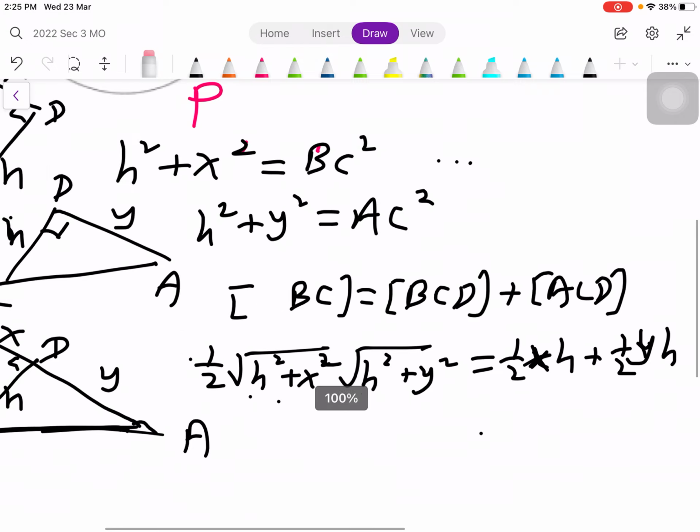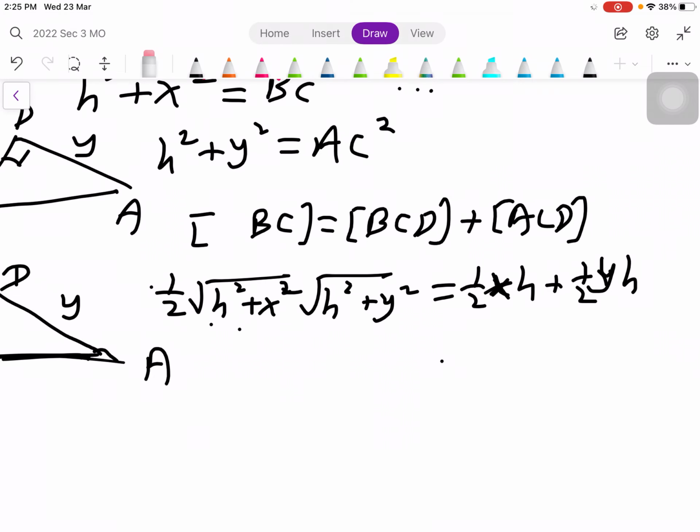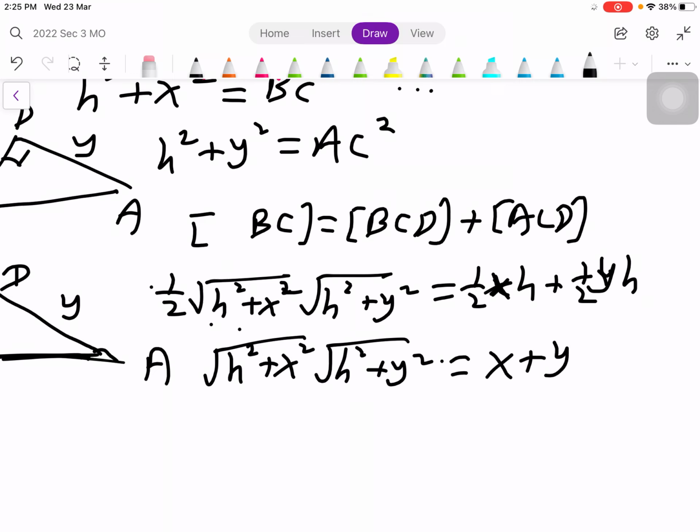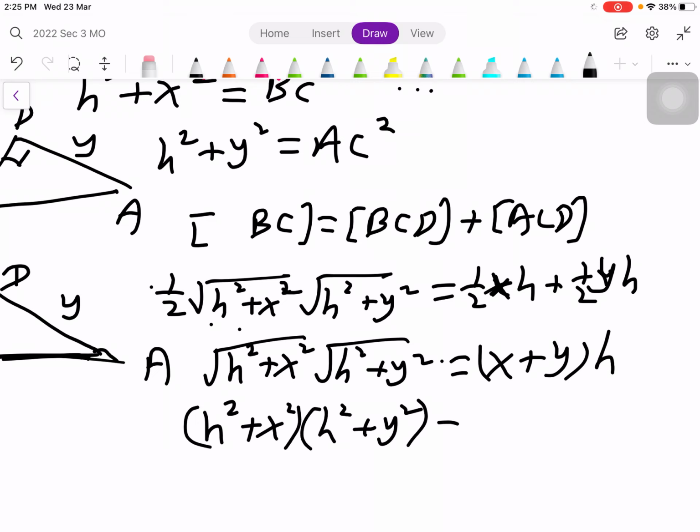Let's simplify this expression. In this case, can you see that half and half cancel? Then can I say that I can square both sides? Okay, before I square, maybe let me simplify. Square root of h squared plus x squared, and then square root of h squared plus y squared, and this part here would be x plus y multiplied by h. Then now you can start to square both sides. Therefore, this is h squared plus x squared multiplied by h squared plus y squared, and this would be just equal to x plus y bracket squared multiplied by h squared.